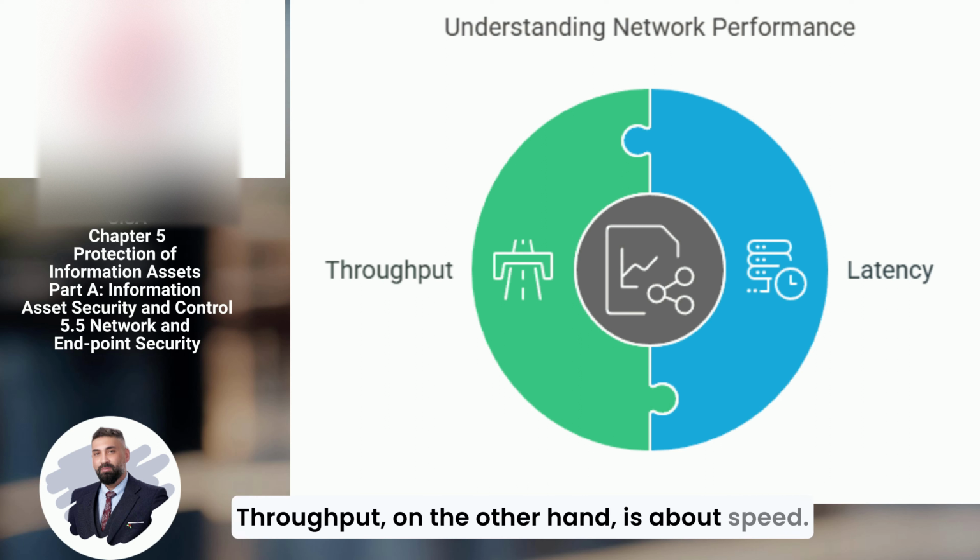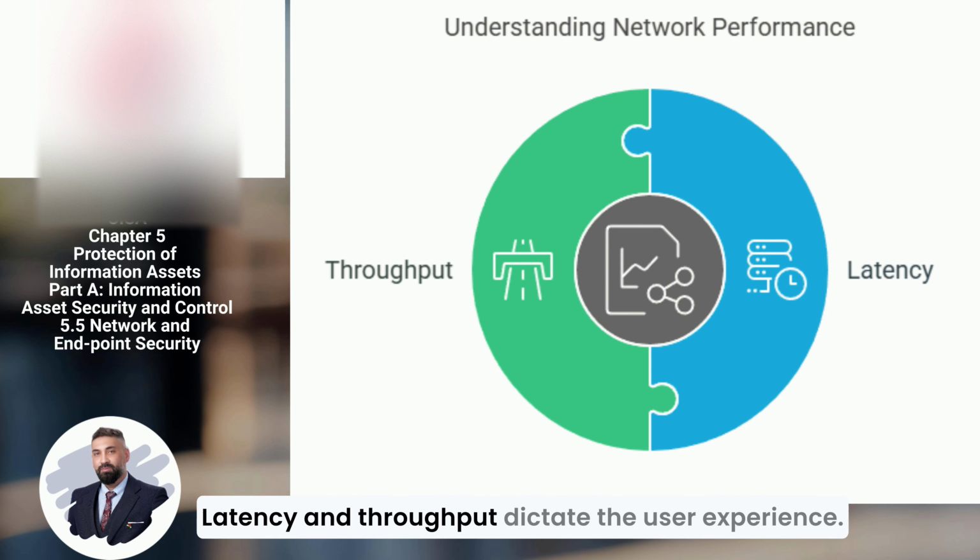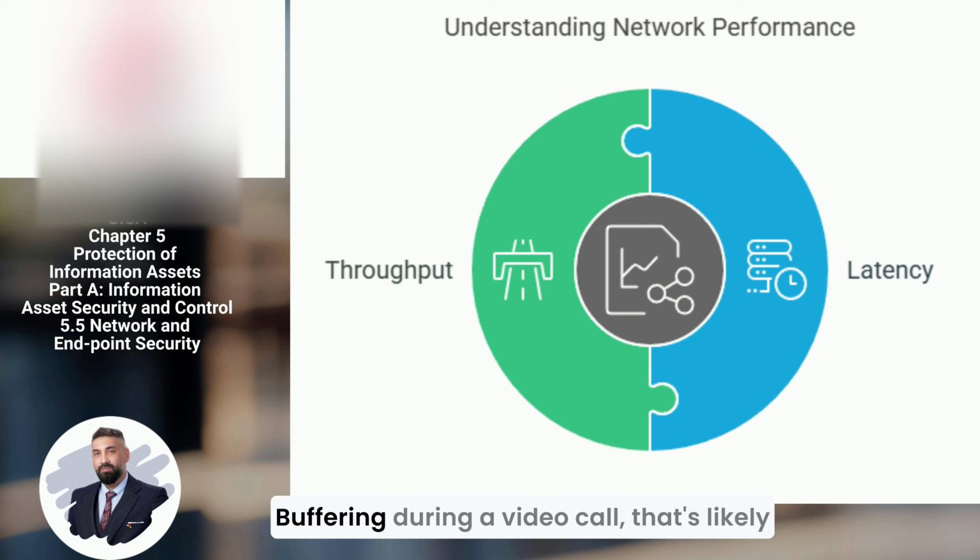Throughput, on the other hand, is about speed, how much data can flow between 2 points in a given time. Think of it as the width of a highway. The more lanes, the more cars or data packets can pass. Together, latency and throughput dictate the user experience. Buffering during a video call? That's likely high latency or low throughput at work.